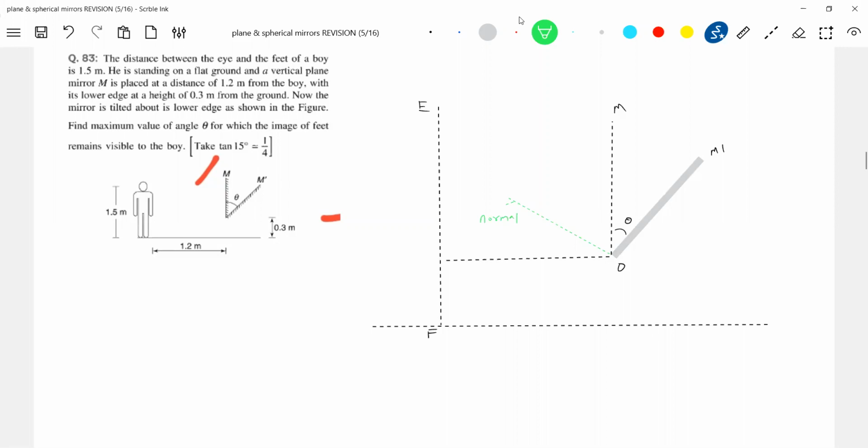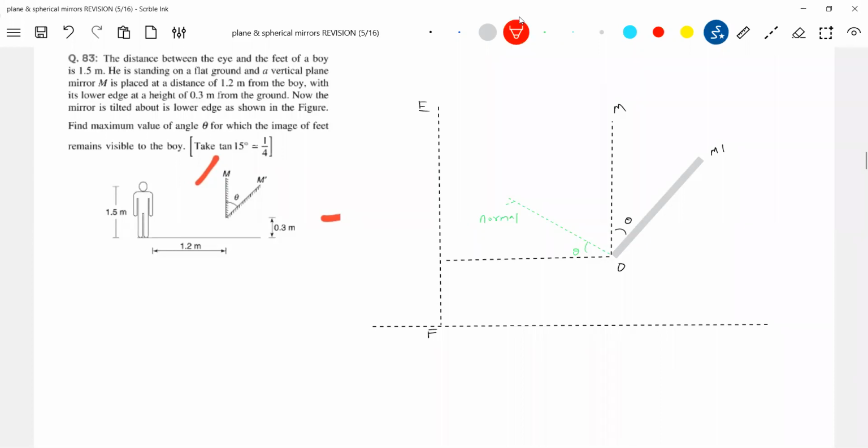Write it here. So the normal should also rotate. What should be this angle? This angle must be theta. Now the incident ray will come. The rays that are emitted by the foot, after reflection, should enter into the eye. For that, what is the maximum permitted value of theta?